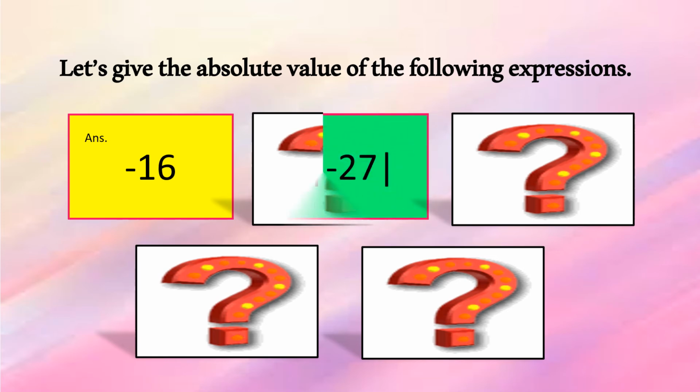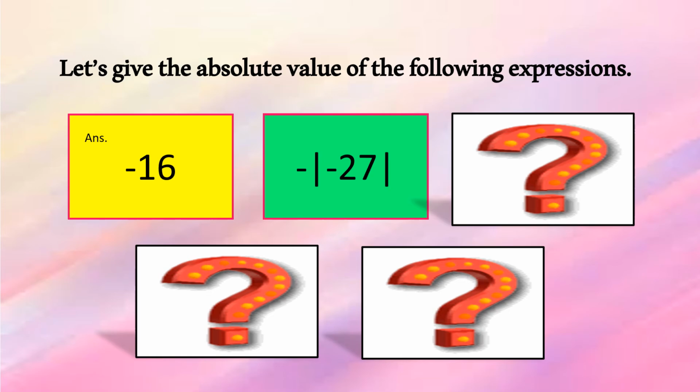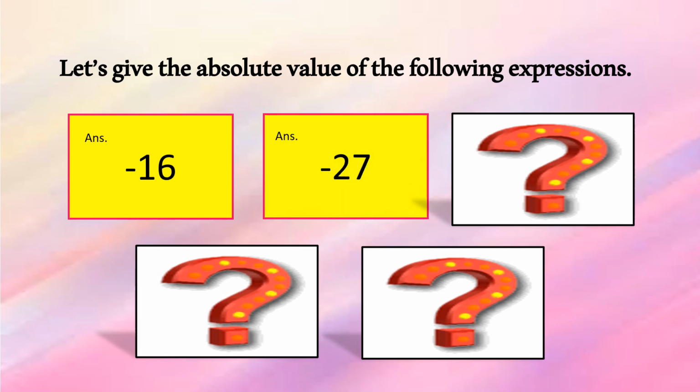Next, negative of the absolute value of negative 27. Any guess? Correct. It is negative 27. Again, it is negative since the negative sign is outside the absolute value. Let's proceed.